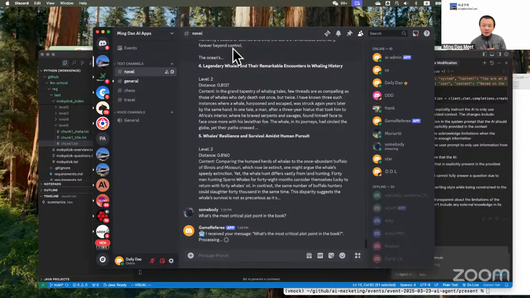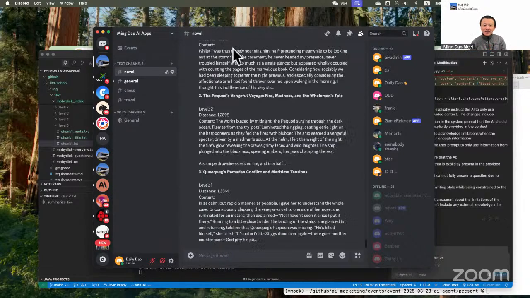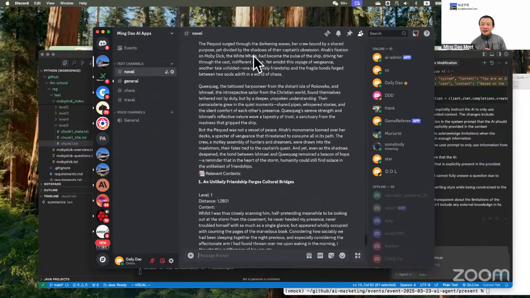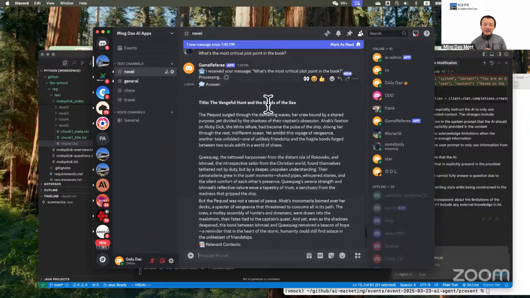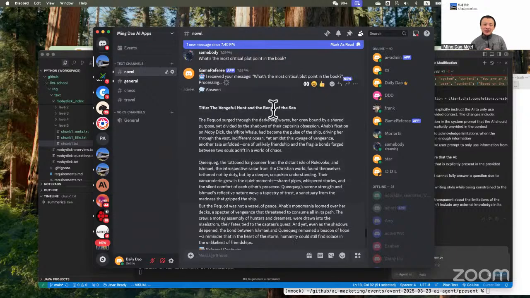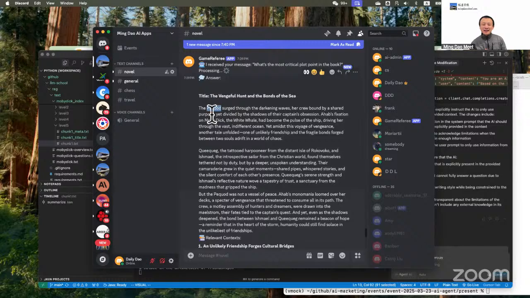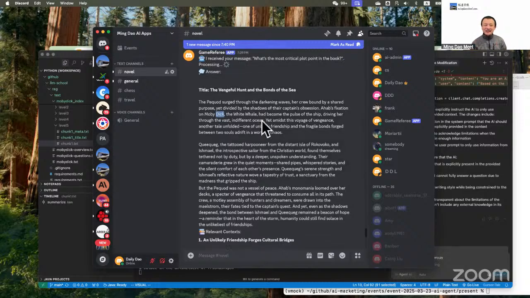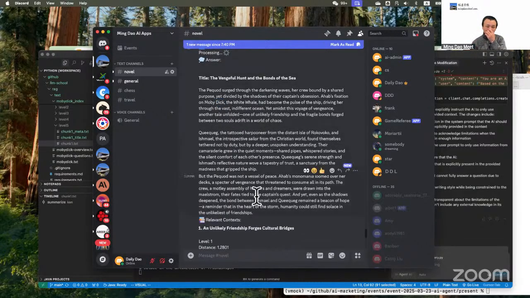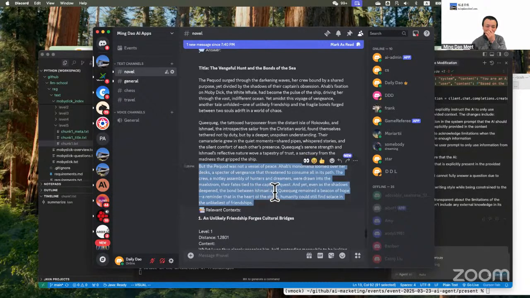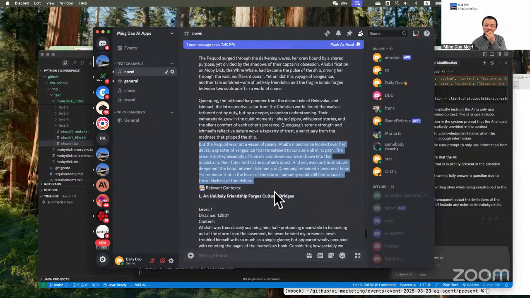Okay, what's the most critical plot point in this book? This is kind of abstract, but we can see. That's submitted by a user, by an audience member, I guess. Title: The Vengeful Hunt and Bounds of the Sea. And the Pequod is the ship name. And then there's Moby Dick, the whale. The name of the whale is Moby Dick. There's a powerful whale that the captain is obsessed with. So that is sort of the answer they provided.